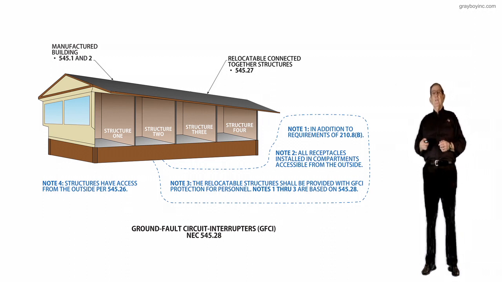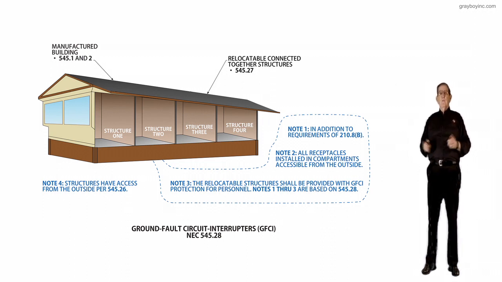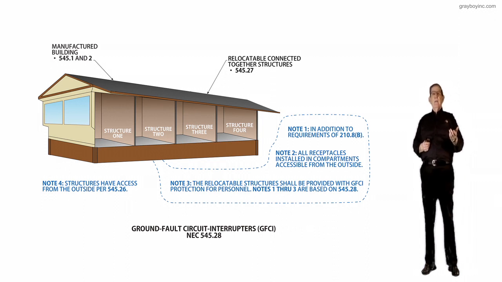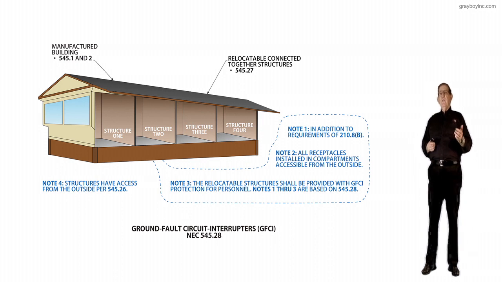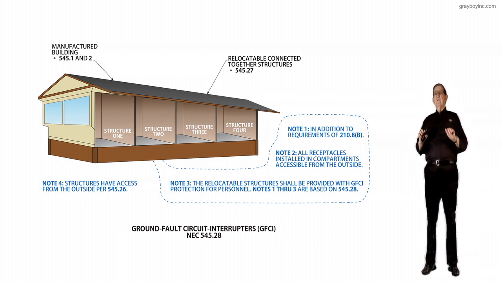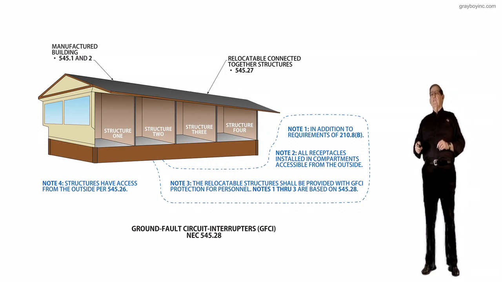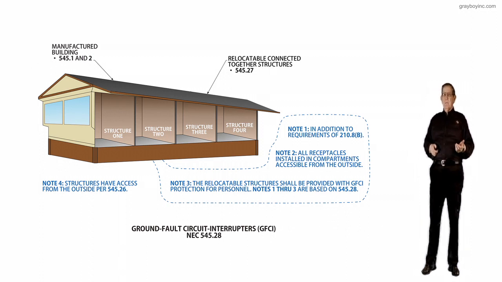And we're just showing you kind of a crude drawing here where they're connected together, you can form 4 structures here. And to review these notes now, let's start with note 1 to the right of the 4 structures there. And in addition to requirements of 210.8(B), note 2 kicks in. All receptacles installed in compartments accessible from the outside, GFCI protection.